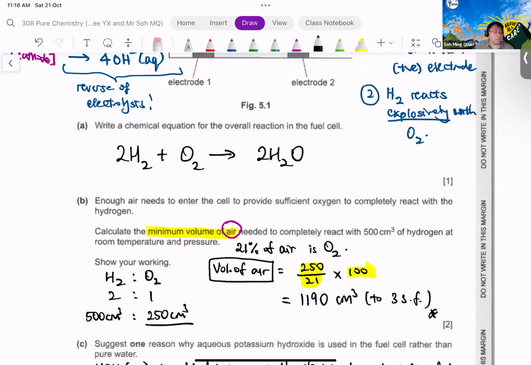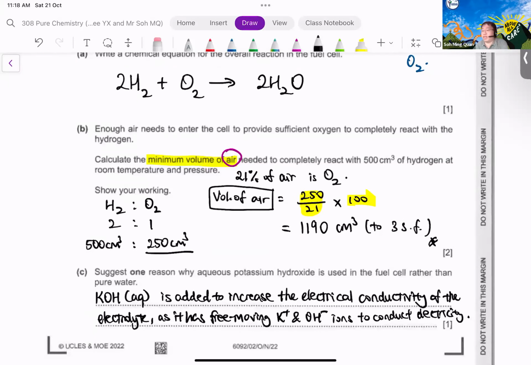Okay? Now, part C. Suggest one reason why KOH is used in the fuel cell instead of pure water. So, one important trick in chemistry is this. When you see words like, why A is used rather than B, think, what's the difference between A and B? What's the difference between potassium hydroxide and water? Potassium hydroxide is giant ionic, right? Water is simple molecular. So clearly, aqueous potassium hydroxide has a greater electrical conductivity because it has free-moving K⁺ and OH⁻ ions to conduct electricity.